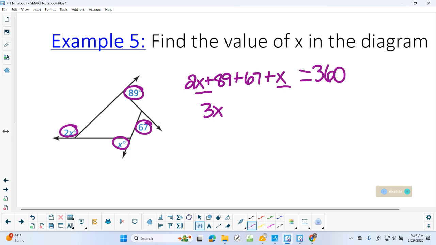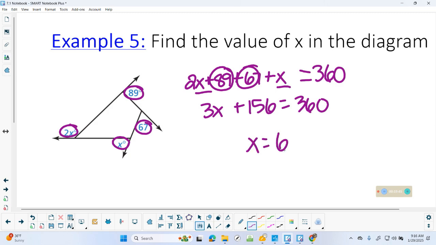We should get 68. Because, of course, we're going to combine our 89 and 67 there. You should get 156 for that. You're going to subtract 156, divide by 3. You guys are great at solving equations. You don't need me for that.